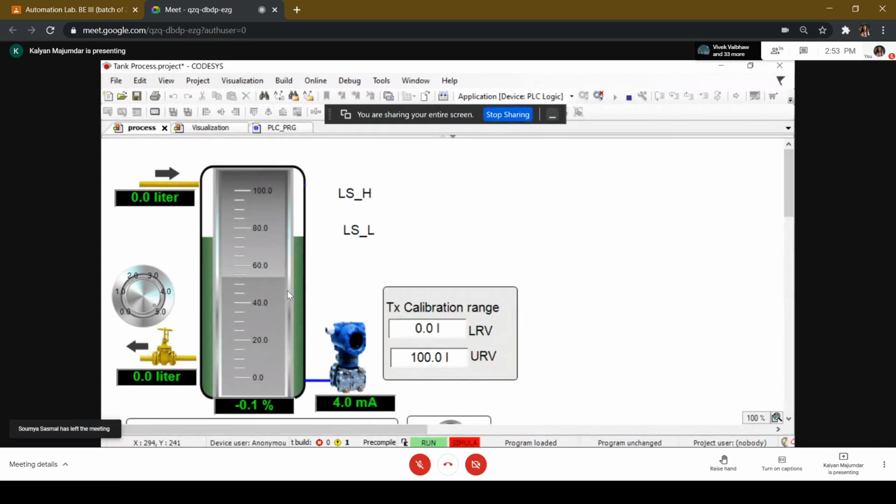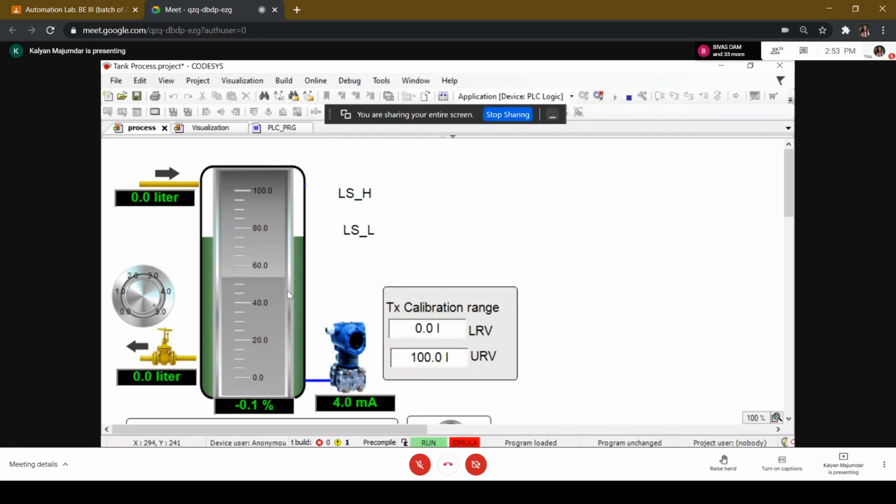Remember, a level transmitter measures level and gives you a current output. Output is always 4 to 20, but for any transmitter, you have to define the input range. You have to define what is the measurement range. So in this case, since we are measuring level, you have to define what is 0 level and what is 100 level. And that's your choice.